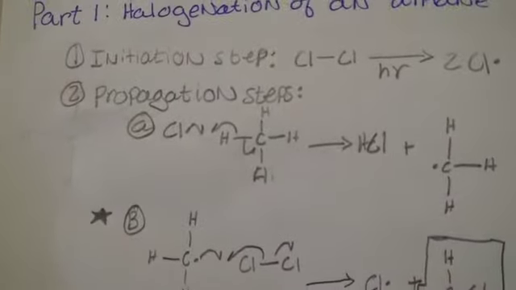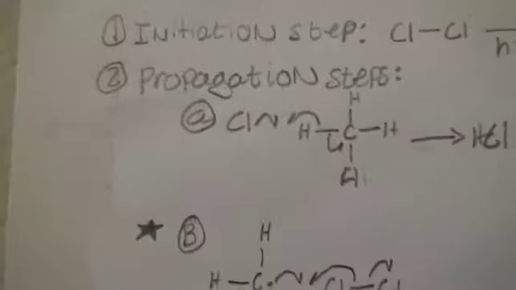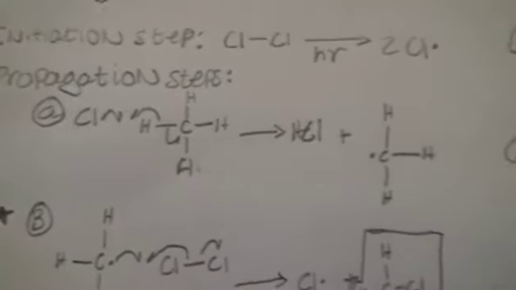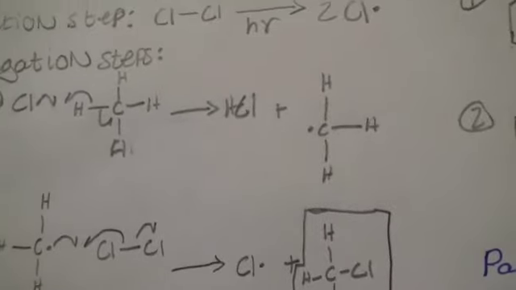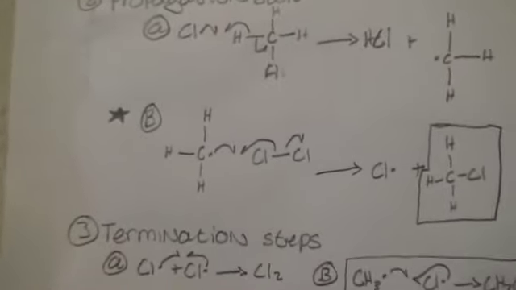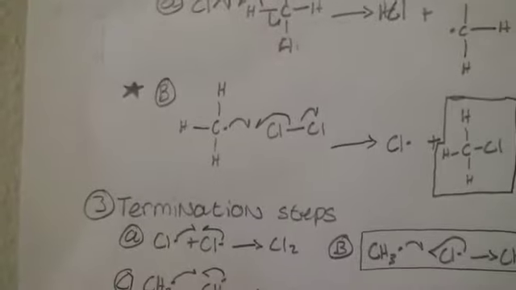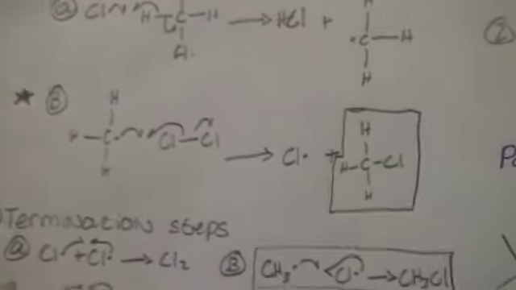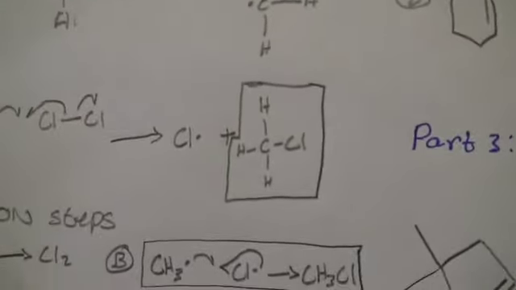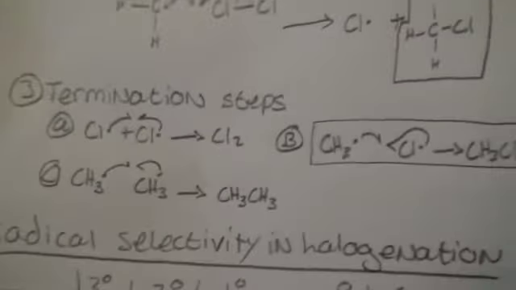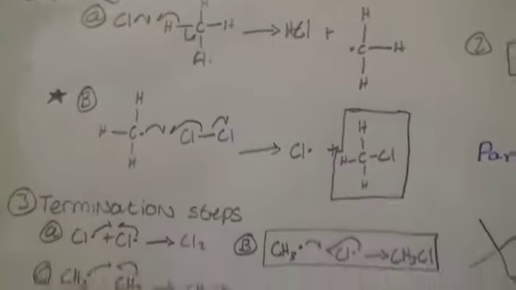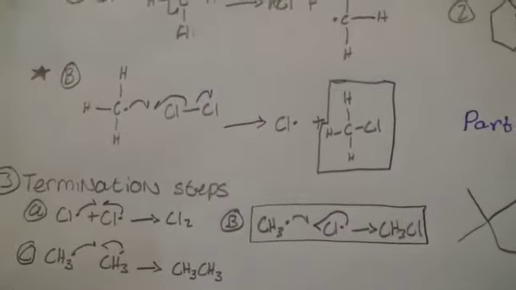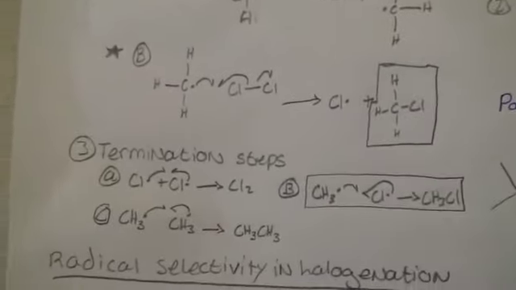Alright, the first propagation step I've labeled A. The chlorine abstracts a hydrogen, and you get hydrochloric acid and that CH3 dot. Then the CH3 dot reacts with another Cl2 to give you CH3Cl and Cl dot. You also get the major product in a termination step, but that'll normally happen, but most of it is made during this propagation step right here. That's why I have a little star by it.